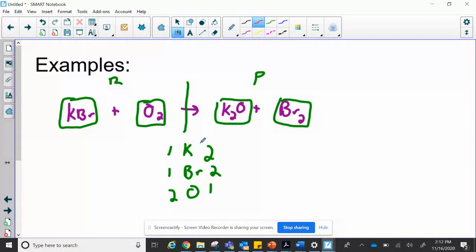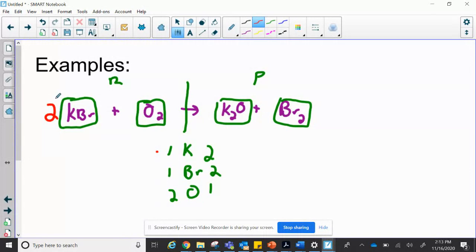This is me showing my work down here, okay? The first thing I'm going to say is, well, I have 2 Ks on this side. I need 2 Ks on this side. So what can I multiply these ones by to get 2 Ks? Well, a 2. Now, what I do is I put that 2 up here, okay? Now I need to recalculate. Don't multiply down here, multiply up here.